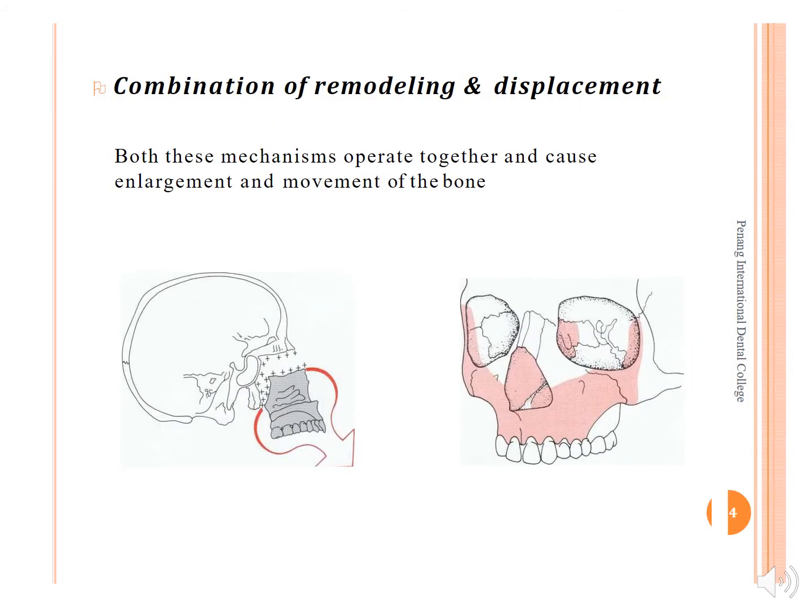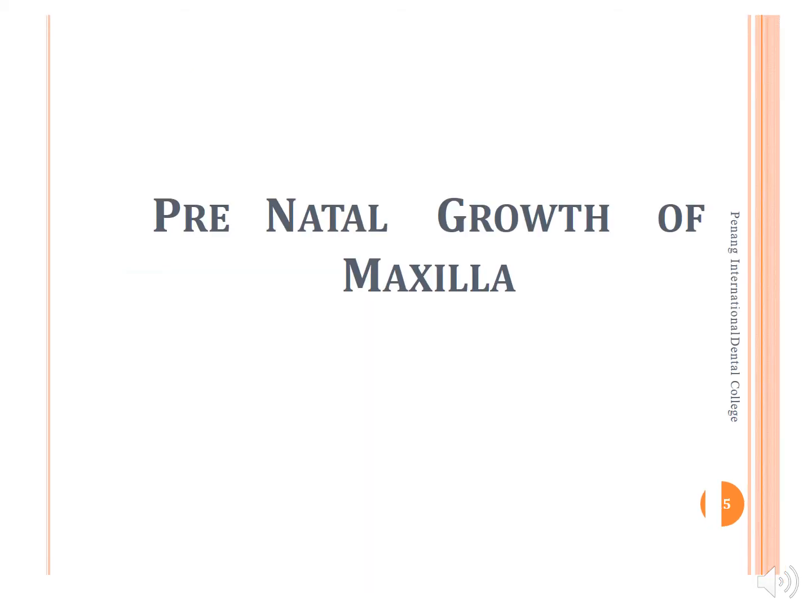Sometimes you will also see a combination of remodeling and displacement. Both of these mechanisms operate together and cause enlargement and movement of the bone. Now we will move into prenatal growth of the maxilla.